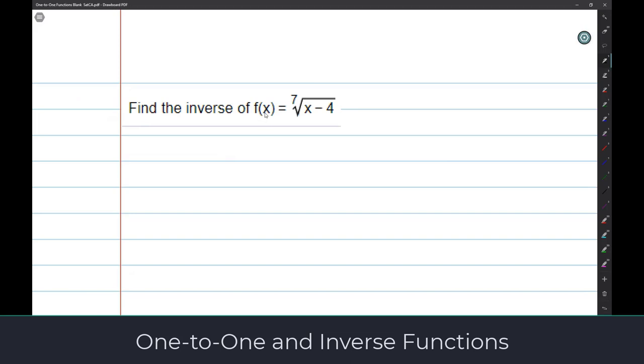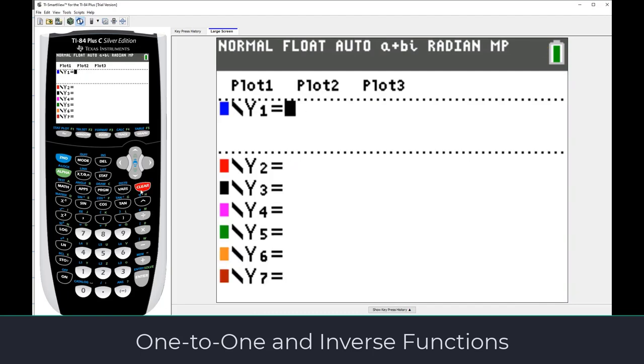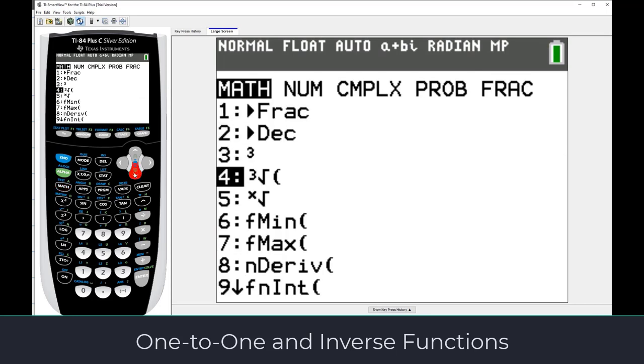But right now, let's find the inverse of f of x equals the 7th root of x minus 4. Okay, well, step one. Oh, I didn't check to see if it's 1-to-1. Let's look. Actually, I already know that the calculator won't give a very good picture, but we're going to try anyway. So I click 7 because that's the root, that's the index that I want to use. And then math. And then I have to go down to 5 or just hit 5. And look what happens.